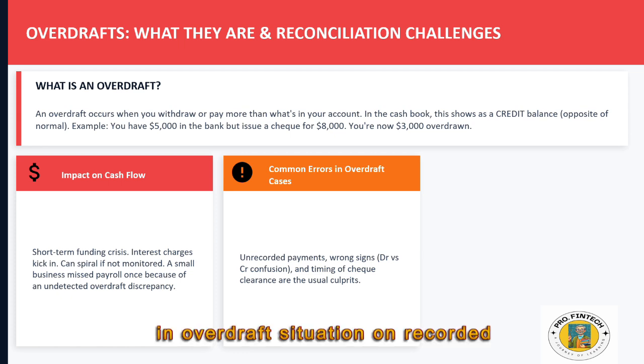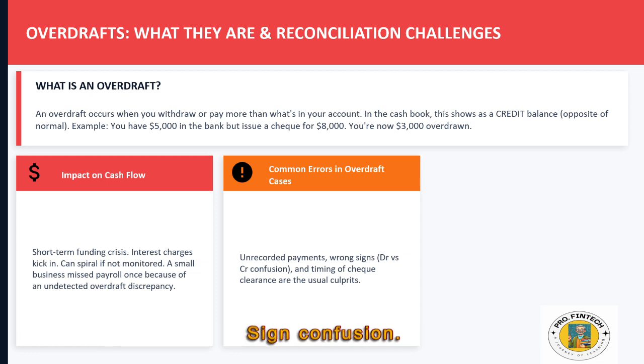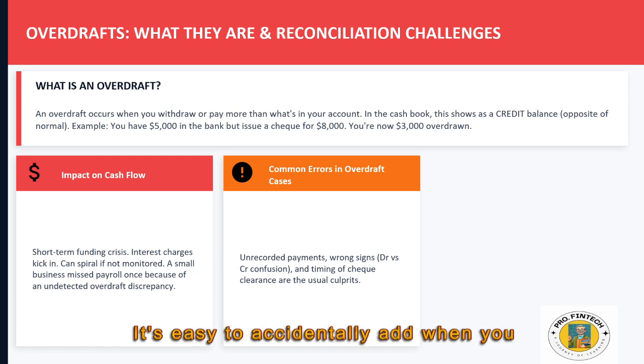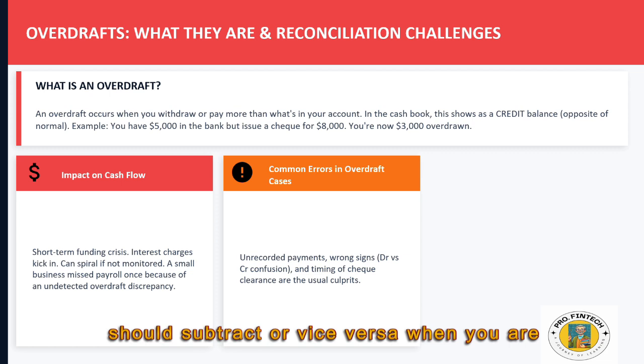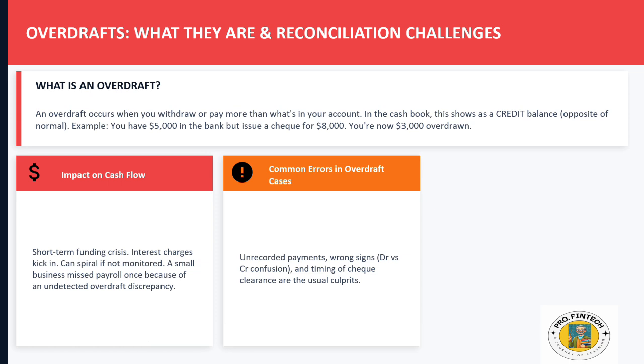Common errors in overdraft situations: unrecorded payments. You spent money but forgot to log it, making the overdraft look smaller than it is. Sign confusion. It's easy to accidentally add when you should subtract, or vice versa, when you are dealing with a negative balance. Timing. A check clearing while your balance is already negative can cascade quickly.